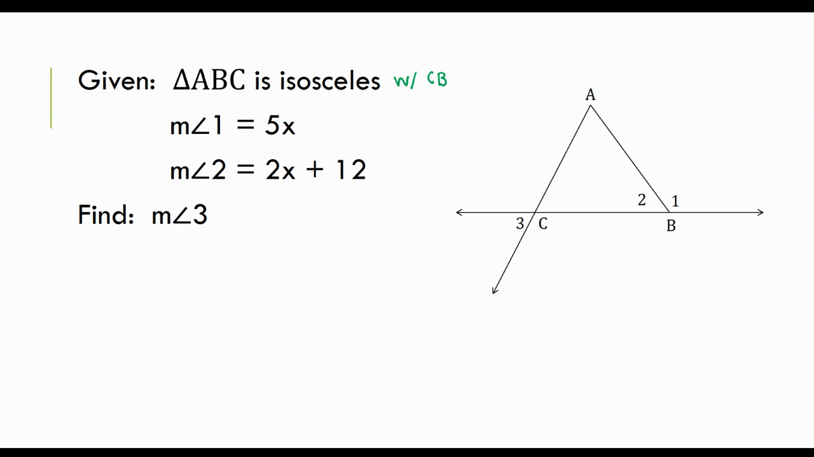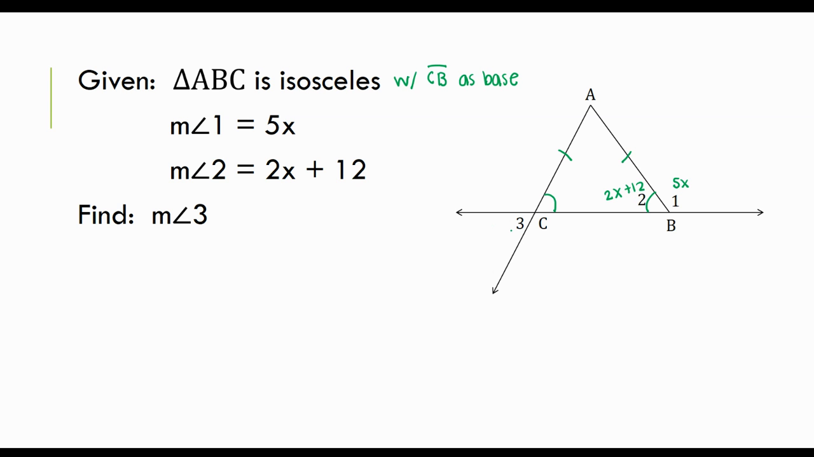Okay, so if I have an isosceles triangle, that means we have at least two sides congruent. And so if I'm telling you that CB is the base, that means that it's the sides AC and AB that are congruent. All right, and so if those two are congruent, that means that the two angles directly across from them are congruent. All right, so I'm going to mark in my picture. I know that angle 1 is represented as 5x, and angle 2 is represented as 2x plus 12. We want to find the measure of angle 3.